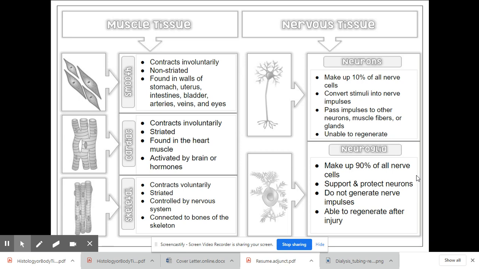Okay, that's the end of the tissue videos. This was a short one. I'm sure you appreciate that. And so again, these are the last 2 of the 4 types of tissues that we are studying in class.